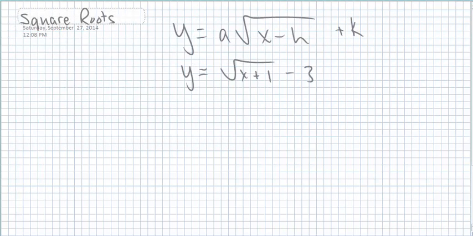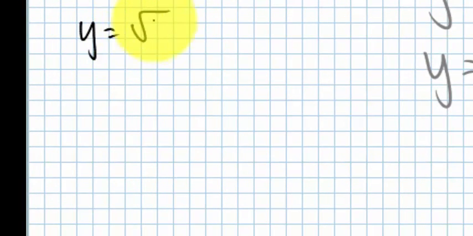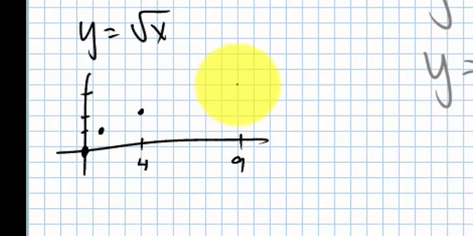Square roots, another pretty common type of graph. So what's the graph of the parent function look like? y equals square root x. Well, we can plug some values in real quick. Square root of 0 is 0. Square root of 1 is 1. Square root of 4 would be 2. And the square root of 9 would be 3. And so on like this.